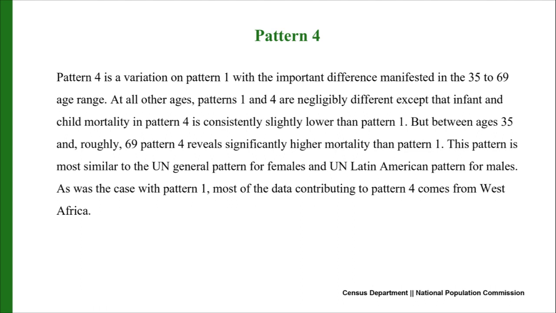Pattern 4. Pattern 4 is a variation on Pattern 1, with the important difference manifested in the 35 to 69 age range. At all other ages, Patterns 1 and 4 are negligibly different except that infant and child mortality in Pattern 4 is consistently slightly lower than Pattern 1. But between ages 35 and, roughly, 69, Pattern 4 reveals significantly higher mortality than Pattern 1.